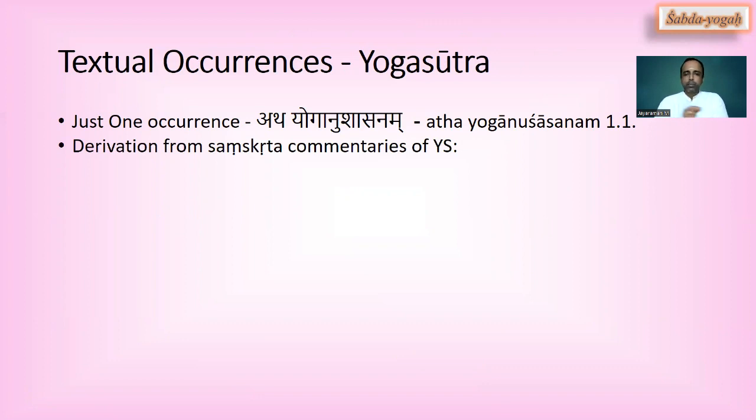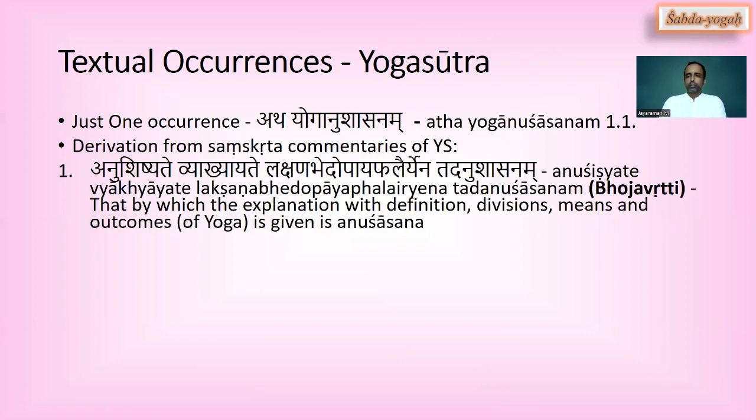Let's see certain inputs from the traditional Sanskrita commentaries, which are very insightful in understanding the term Anushasana. In the Bhojavritti, especially, we have this beautiful derivation: Anushishyate, Vyakhyayate, Lakshana Bheda Upaya Phalaihi, Yena Tat Anushasanam. That is, that by which the explanation of yoga with the definitions, divisions, means or techniques, and outcomes is given.